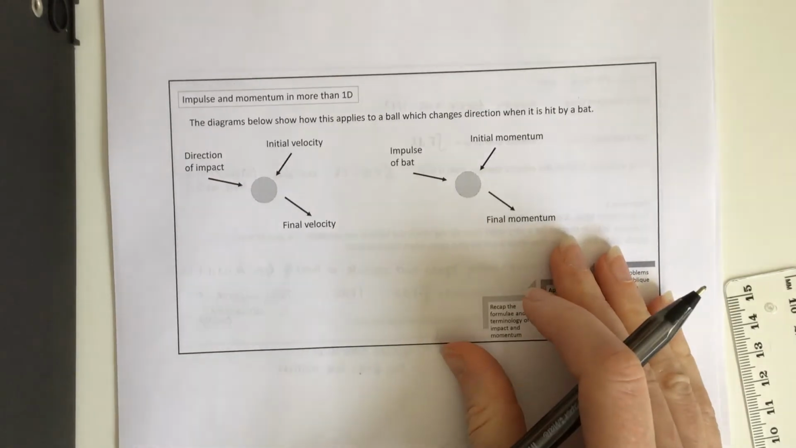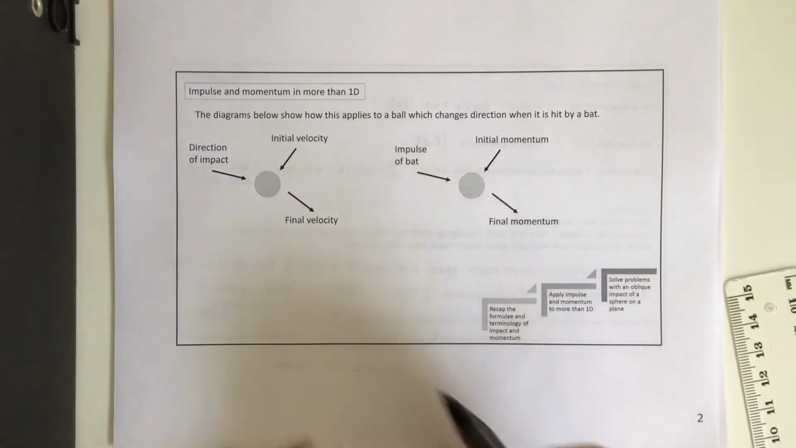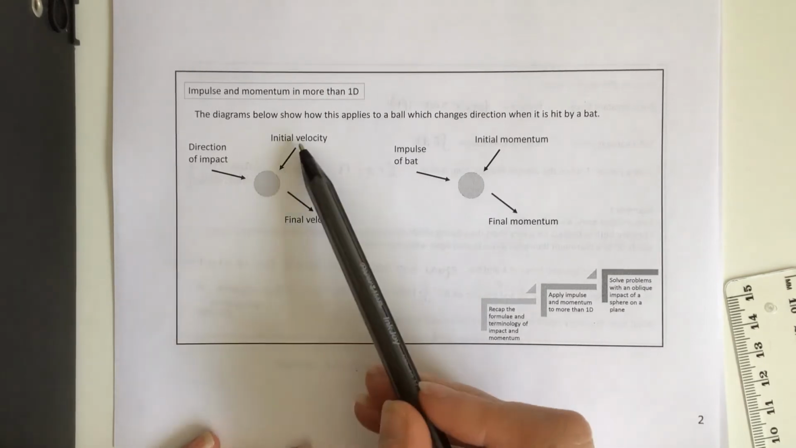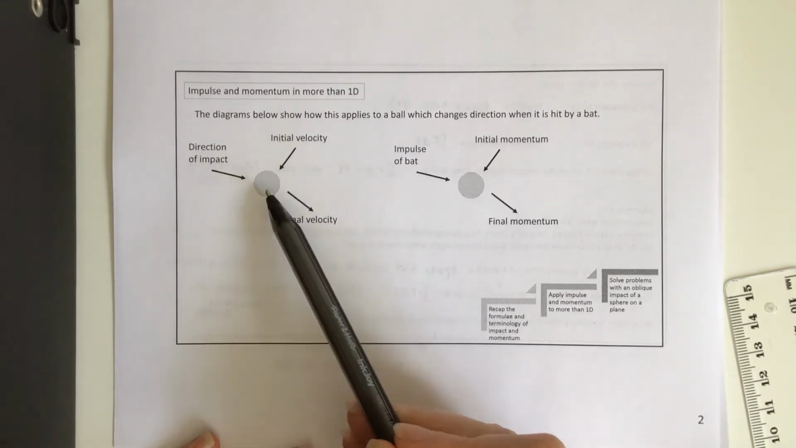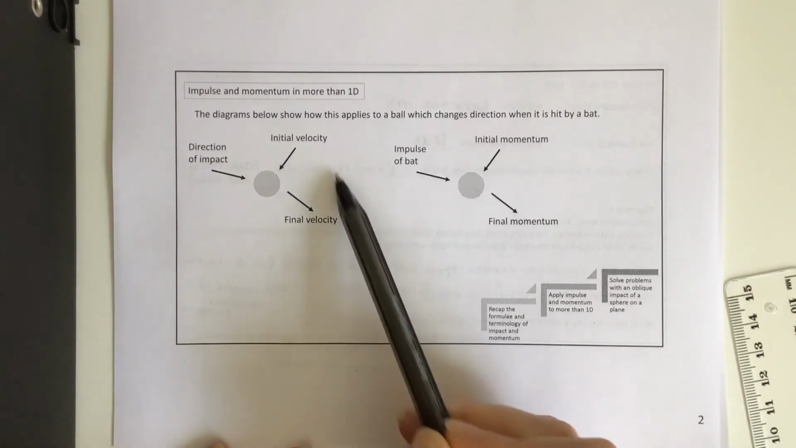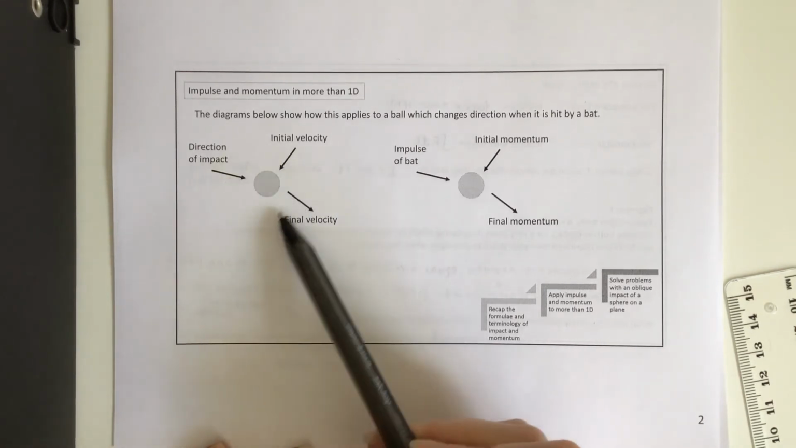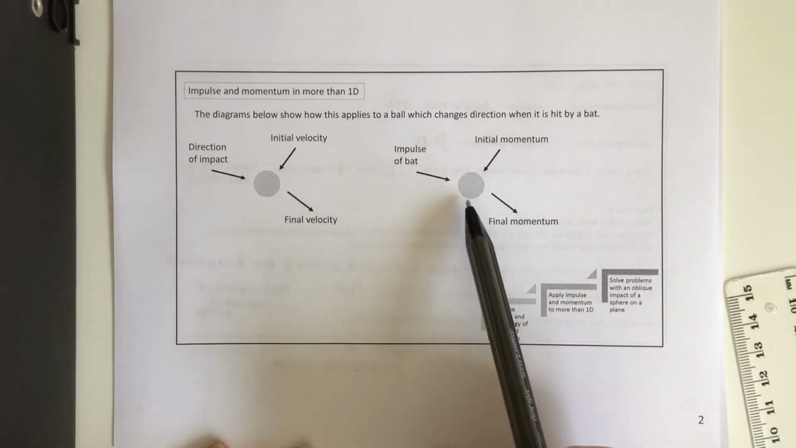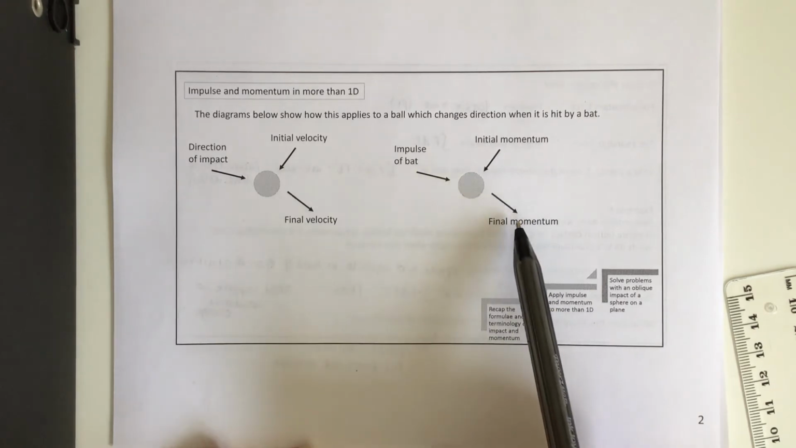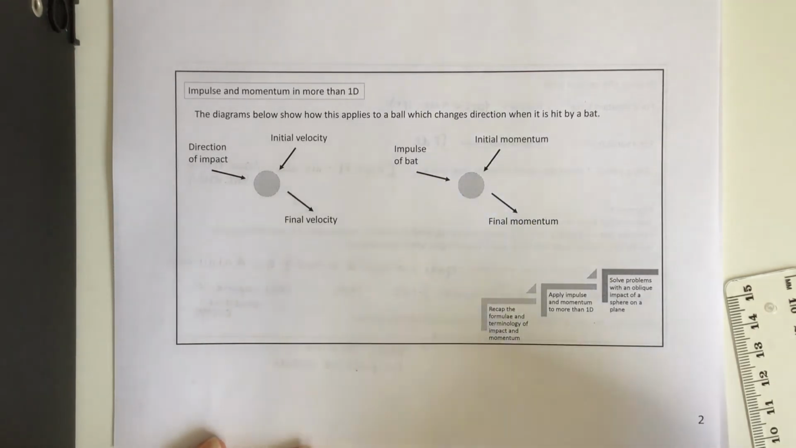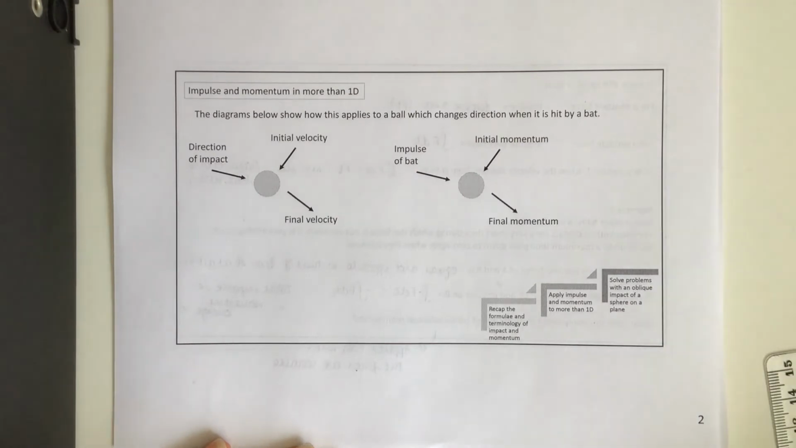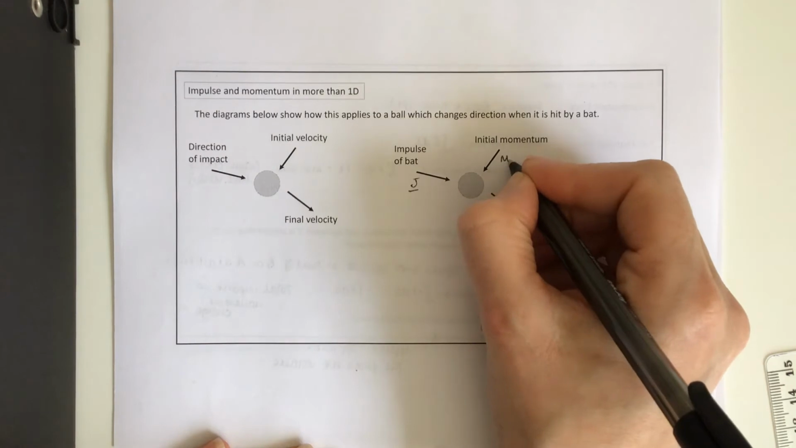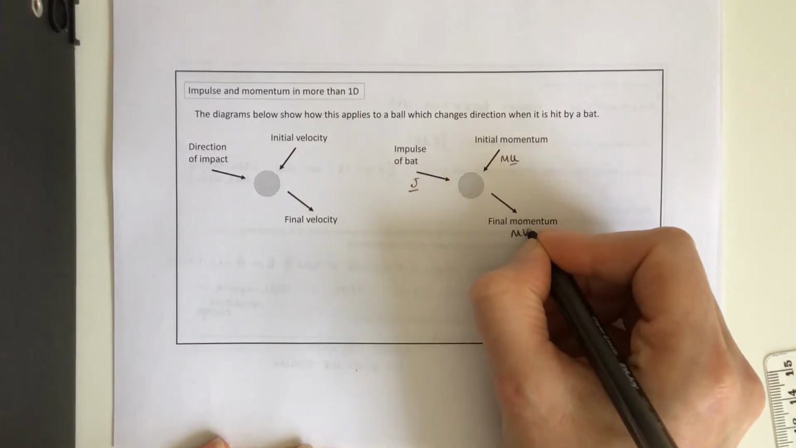So let's have a look where it's in more than one direction. So imagine you've got a ball here, it's hit in this direction by a bat. Its initial velocity was coming along here, it was hit by a bat, so it ends up going in this direction. This just shows the direction, the velocity. This here shows the impulse of the bat with the initial momentum and the final momentum. So again, if we represent those with our vector diagrams, first of all I'm just going to label these with our notation. So that would be j, this would be our mu, and this would be our mv.